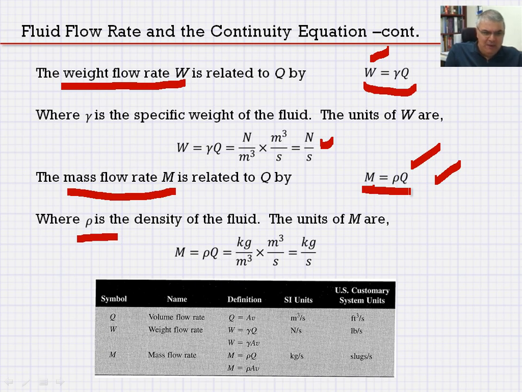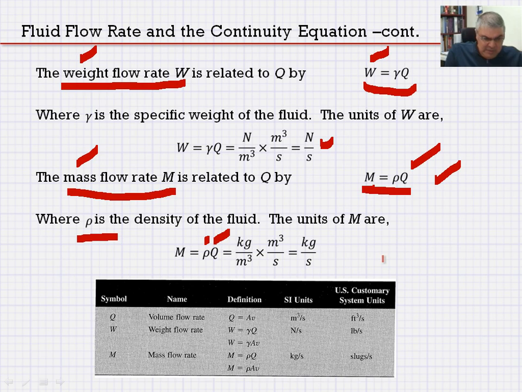The unit for M we derive by taking the unit of rho multiplied by the unit of Q. So kilogram per cubic meter multiplied by cubic meter per second gives us kilogram per second. And that makes sense because we are trying to measure the mass. So it's very important to be able to distinguish between weight and mass in engineering in general, but in this particular case it's even more pronounced, as you can see here.